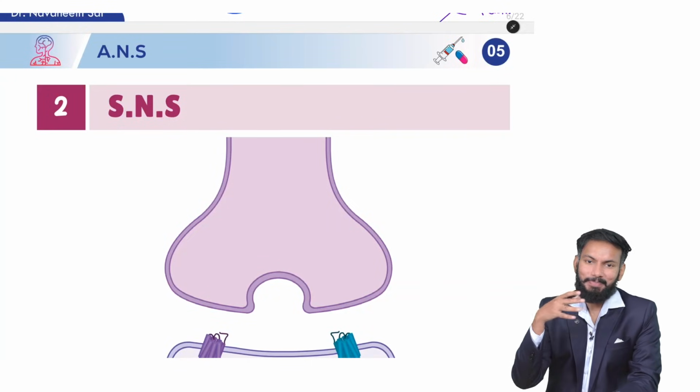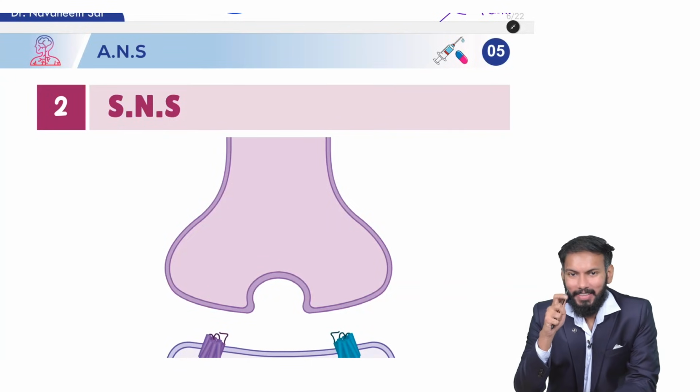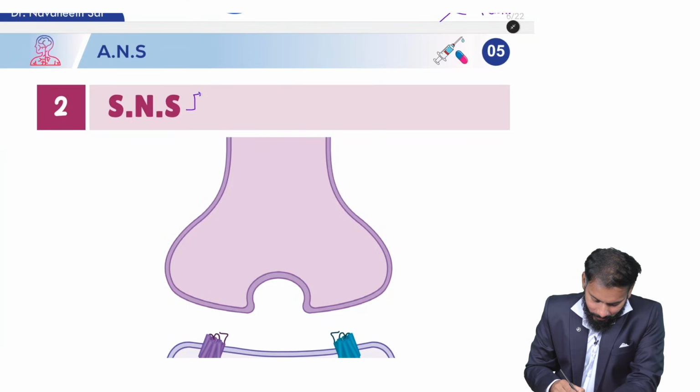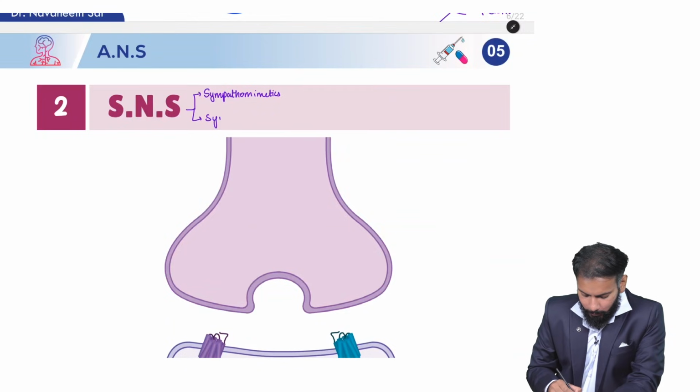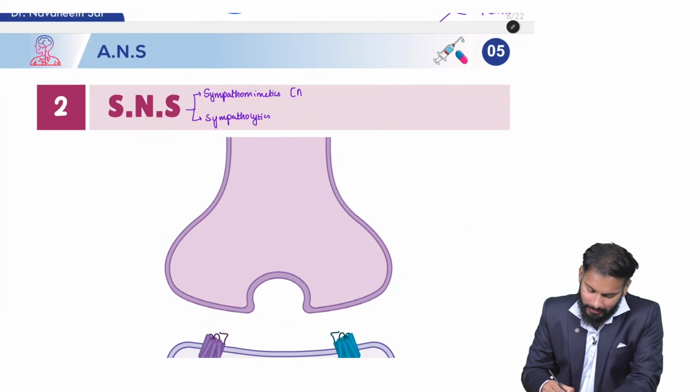Now we'll start with the sympathetic nervous system. Again, in the sympathetic nervous system, we have two types of drugs. They are known as sympathomimetics and sympatholytics. I told you, same schema. Sympatholytics. Sympathomimetics are also known as adrenergic drugs. Parasympathomimetics are known as cholinergic drugs.